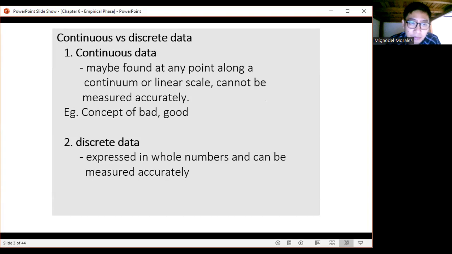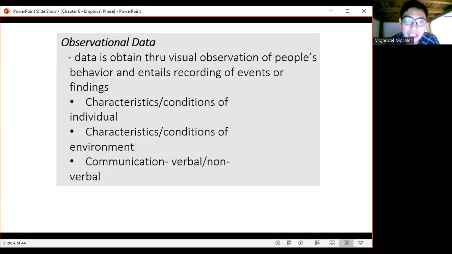We also have types of data based on whether it is continuous or discrete. If it's continuous, it may be found at any point along the continuum or linear, and cannot be measured accurately, like in the concept of a continuum from good to bad. Then if it's discrete, it is expressed in a whole number and can be measured accurately.